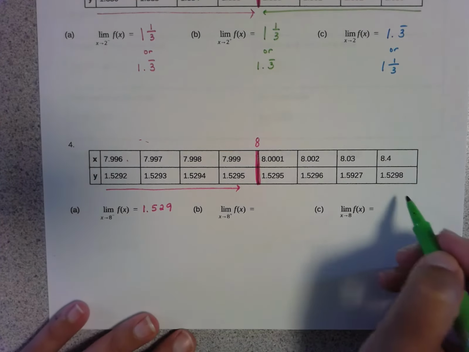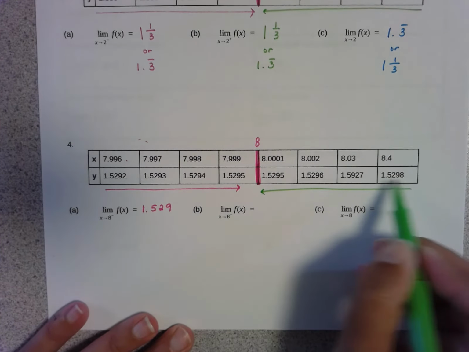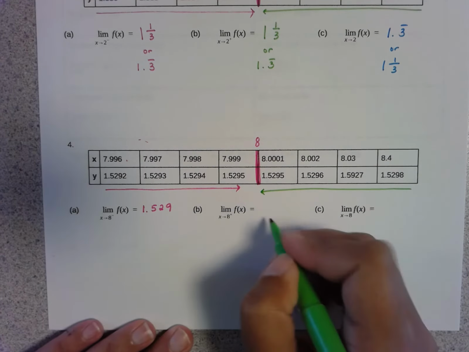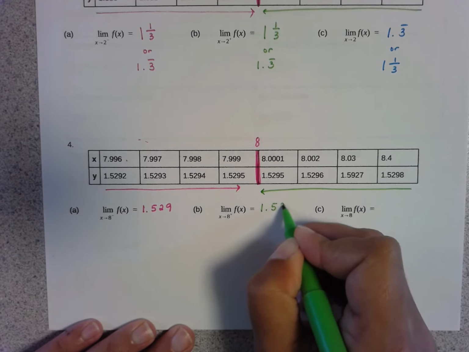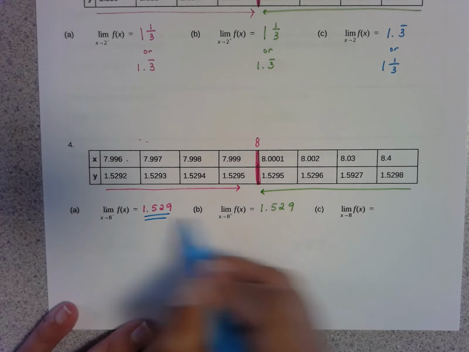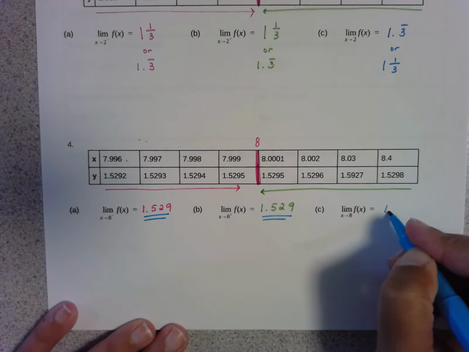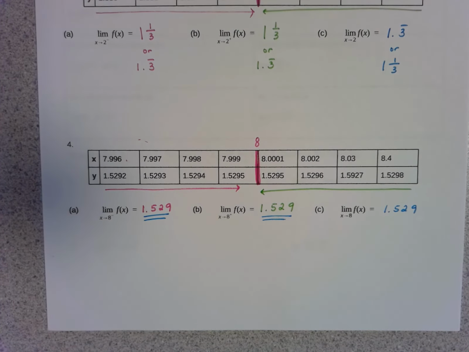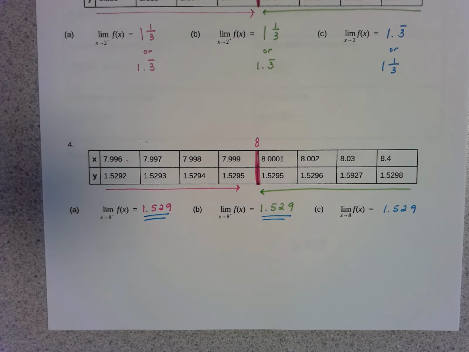If I approach from the right, I've got the same kind of pattern going on, 1.5298, 1.5297, 1.5296, 1.5295. So I would say 1.529, which means that since these two limits agree, we would have 1.529 as my answer.